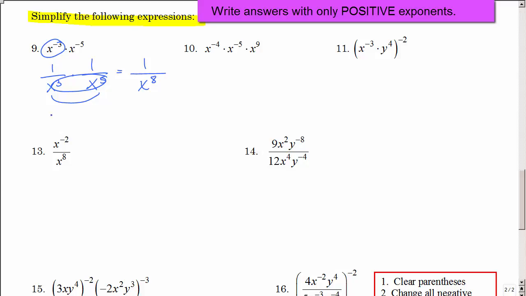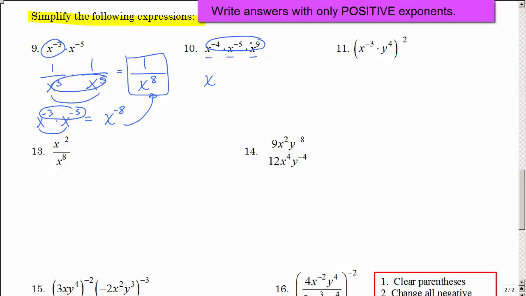Could you have worked it a different way? Yes, you could. You could have said, hey, Ms. Turnell, I have the same base, so I'm going to add those, and I'm going to get negative 8. And I'm going to say, yes, that's right, but then you have to write it like this because I want to write it with just positive exponents. Be careful. So let's see, what happens if I do it that way? If I kept the base and added all 3 of those, what do I get? Well, negative 4 and negative 5, that's negative 9 plus 9. Oh, that's 0. And what's anything except 0 raised to the power of 0?